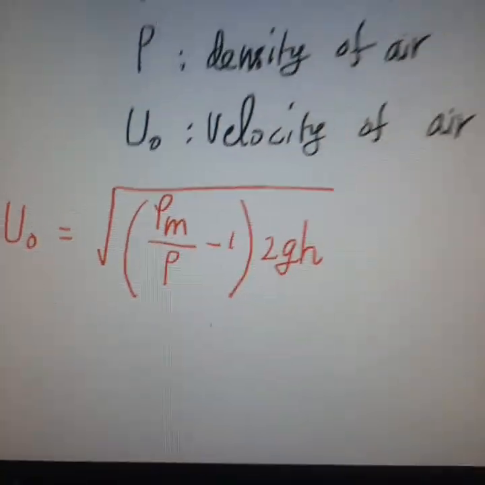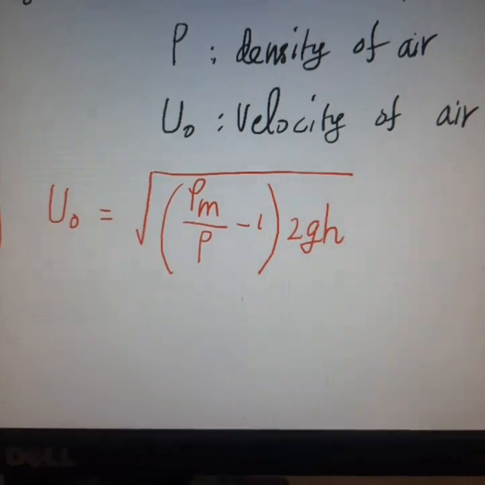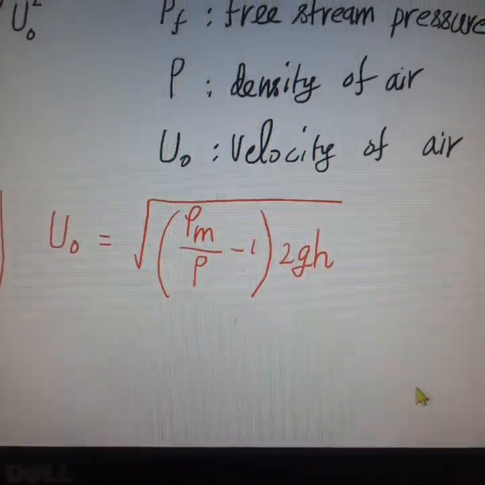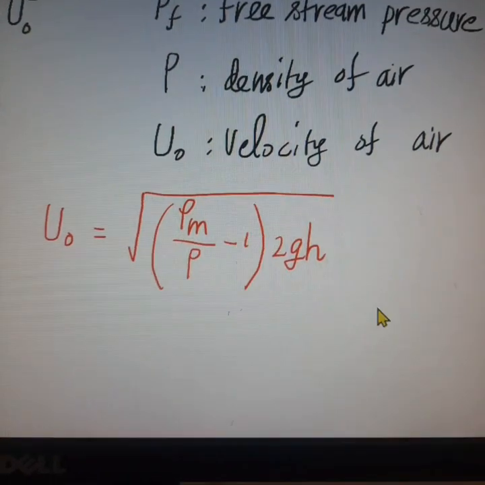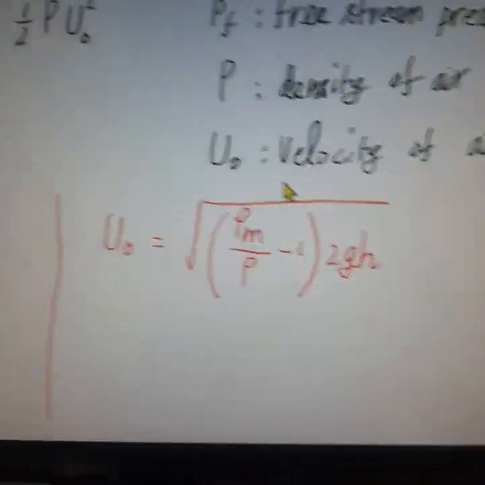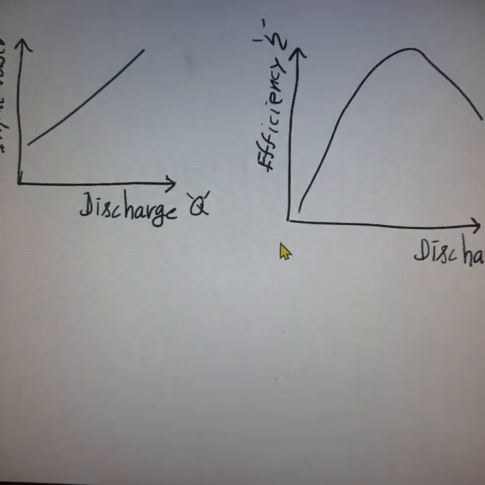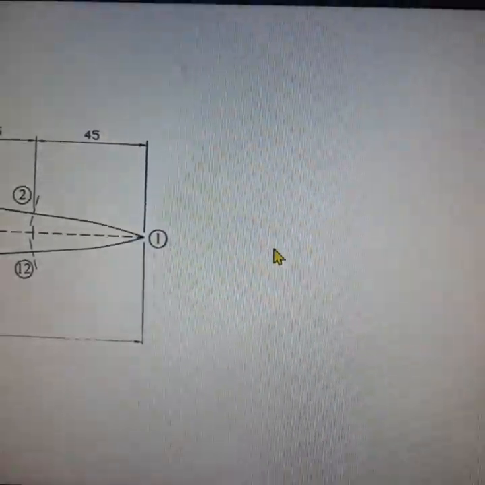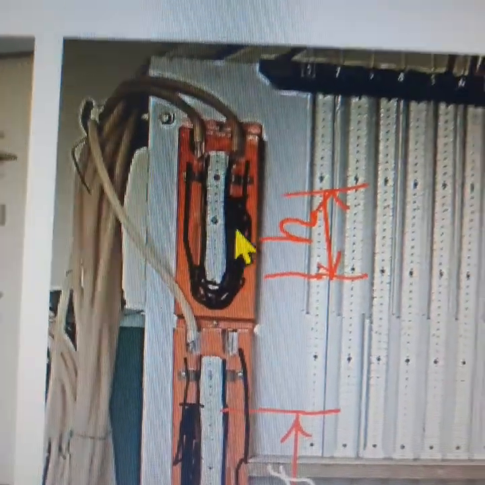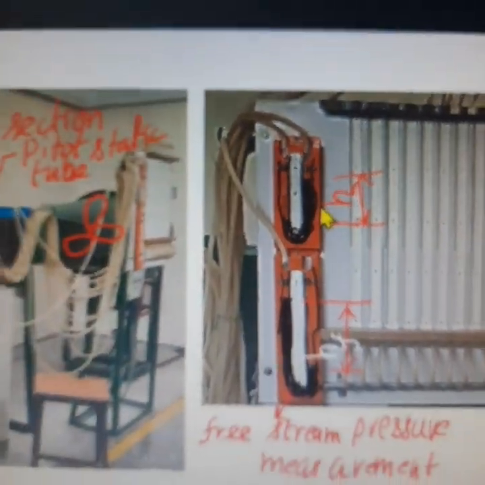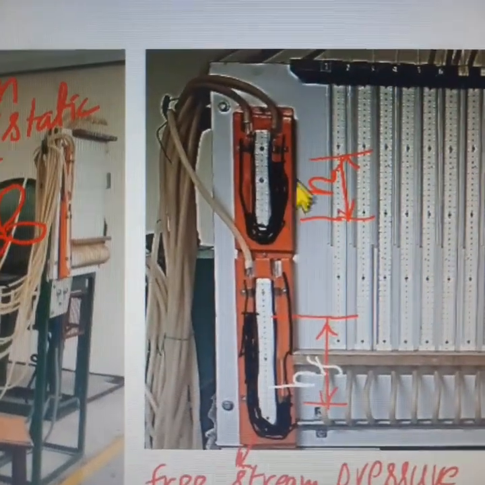Once we know the static pressure at each and every point and the free stream pressure acting on the test section, next we have to determine the velocity of air using the pitot static tube. The reading shown by the manometer connected to the pitot static tube is H. That is already shown. This manometer is connected to the pitot static tube, and this reading is taken as H.